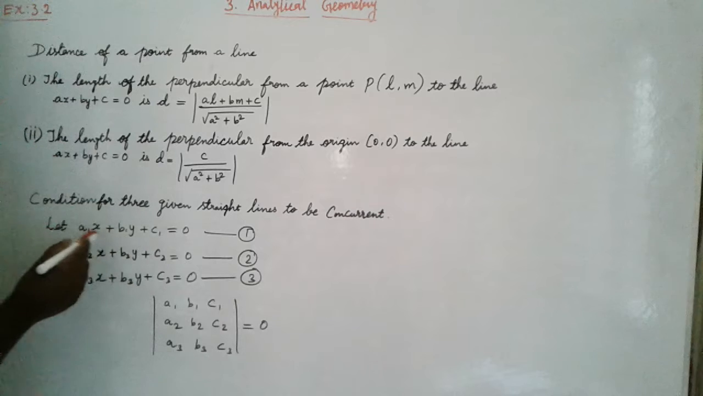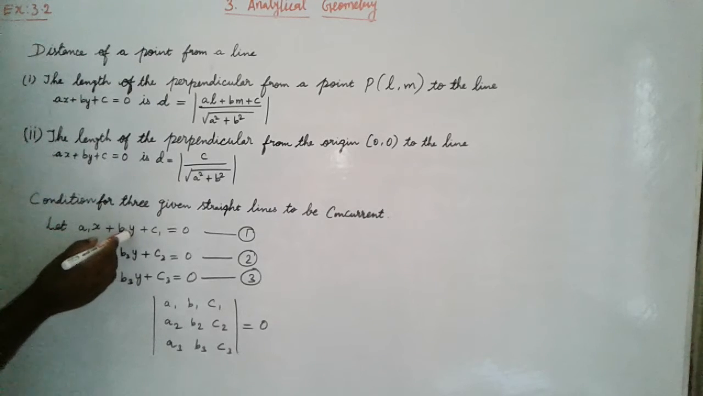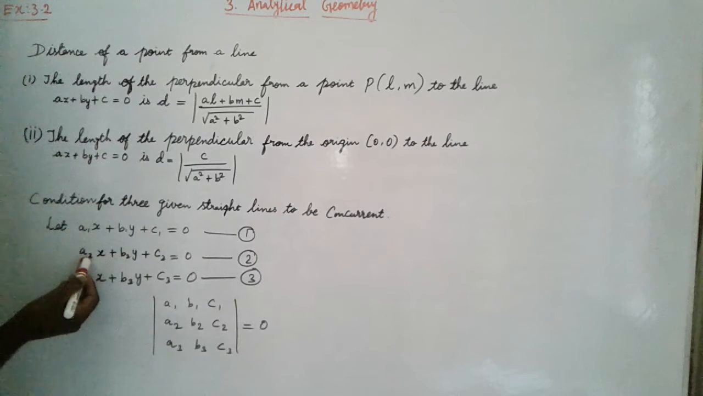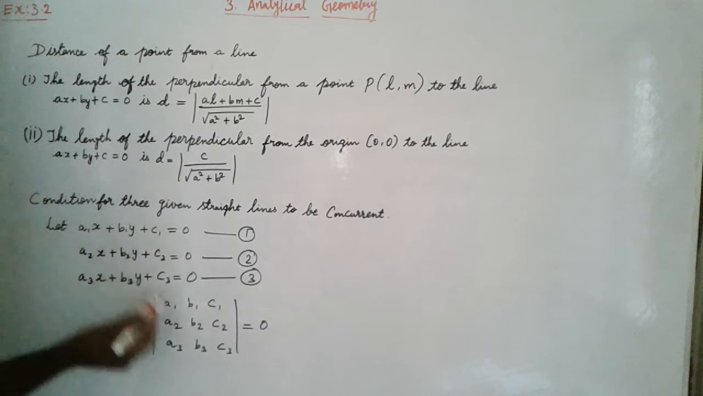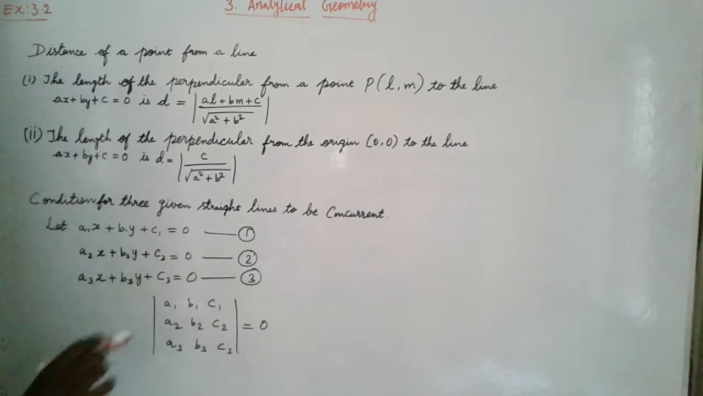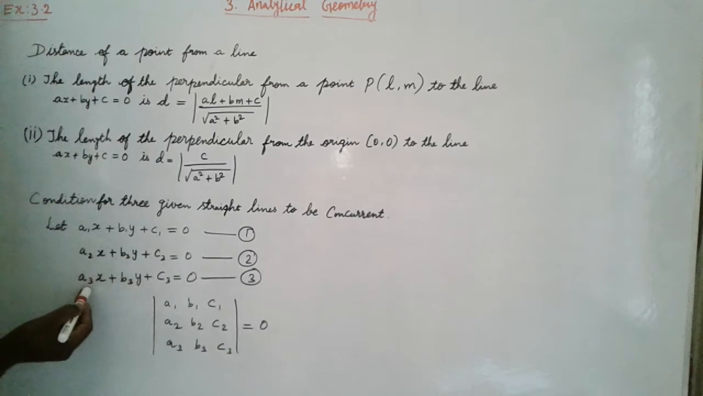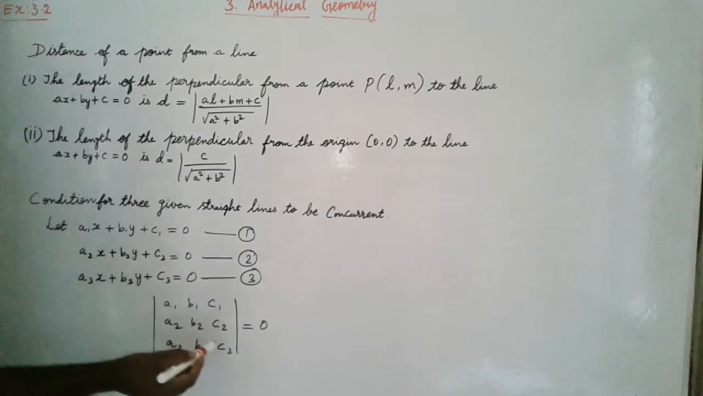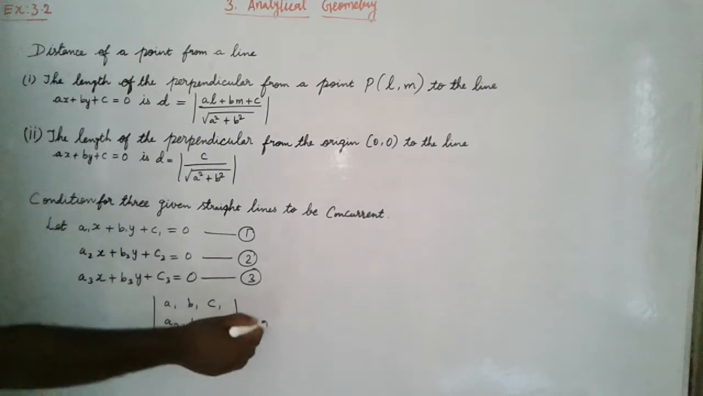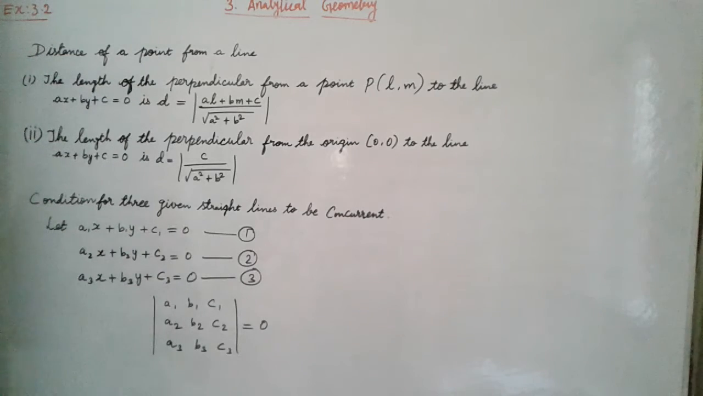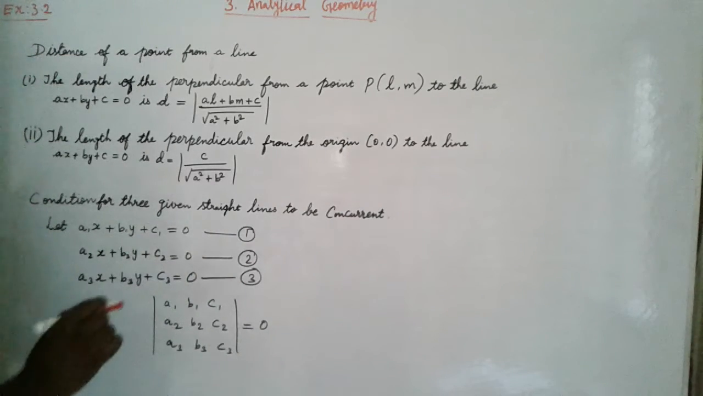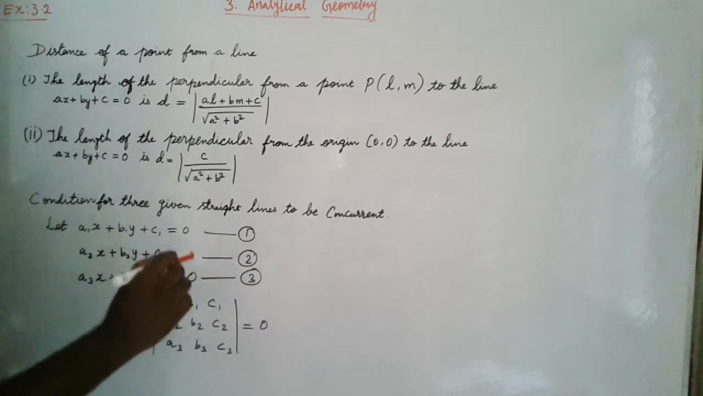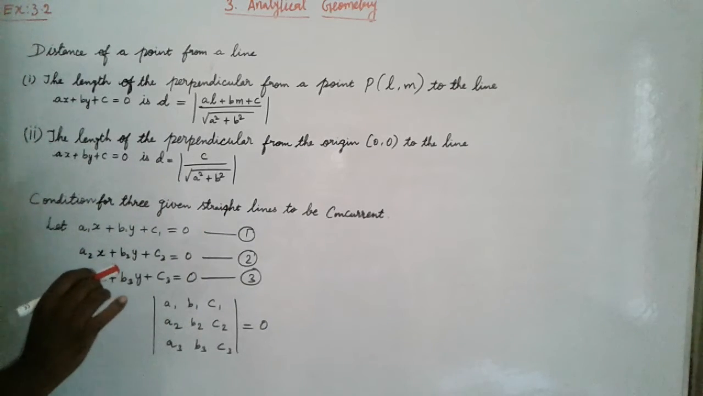Determinant of a1, coefficient of x a1, coefficient of y b1, constant term c1. Next, coefficient of x a2, coefficient of y b2, constant c2. Next, coefficient of x a3, coefficient of y b3, constant c3. If the determinant value equals 0, then the lines are concurrent. Concurrent means the three lines are the same line or parallel lines.